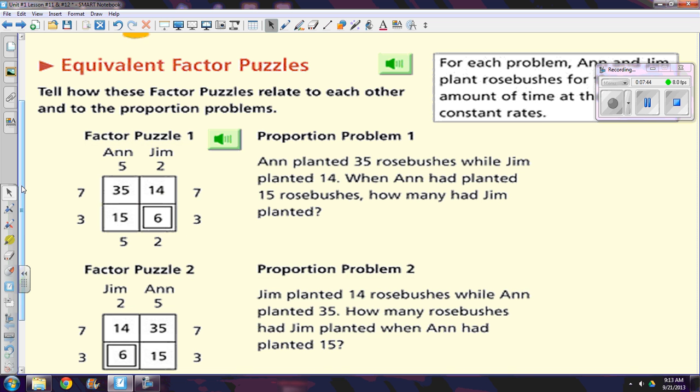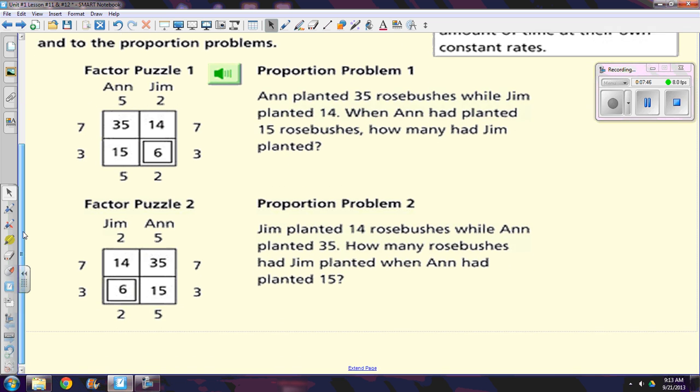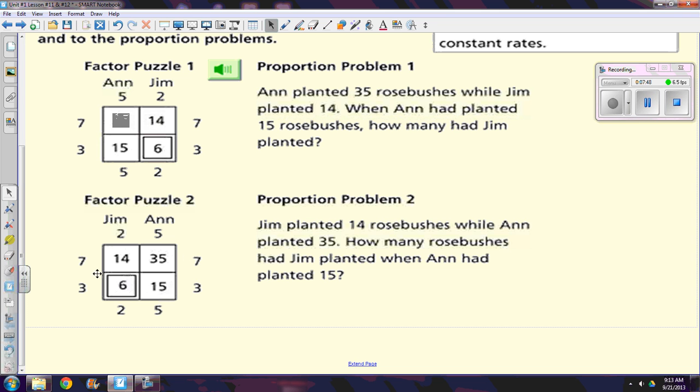Now let's look at factor puzzle number 2. Jim planted 14 rose bushes, there they are, and while Ann planted 35. How many rose bushes had Jim planted when Ann had planted 15? So here you have 15, and here you have boxed 6, because you solved for 6. Now, if you look at Ann and Jim, and now it's Jim and Ann.